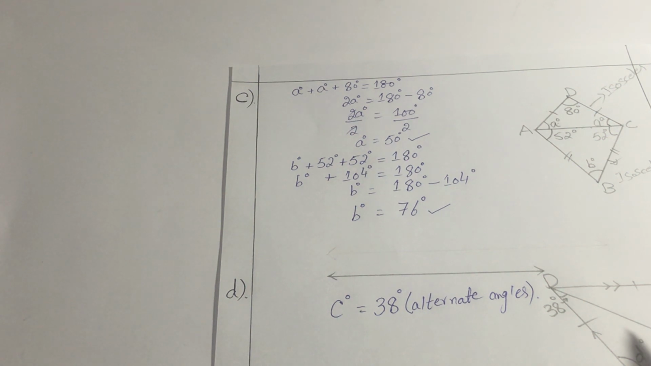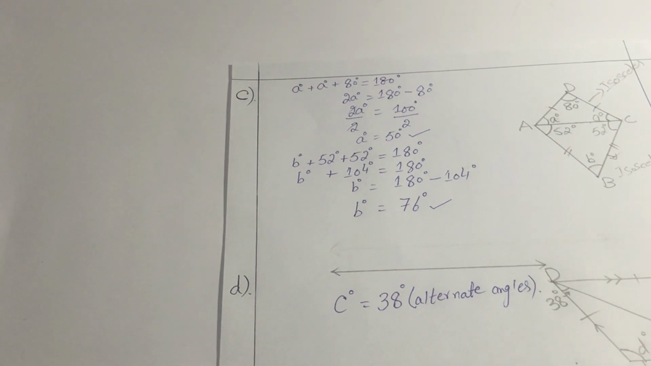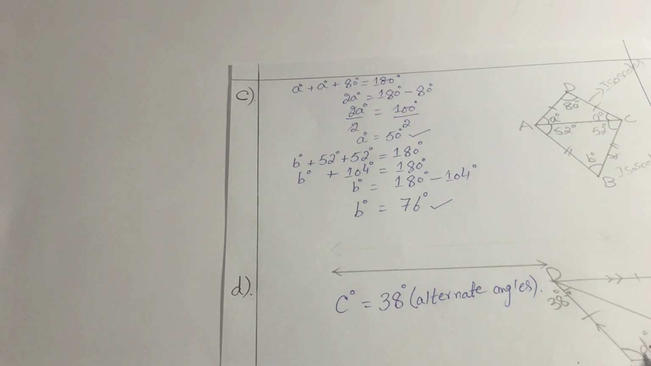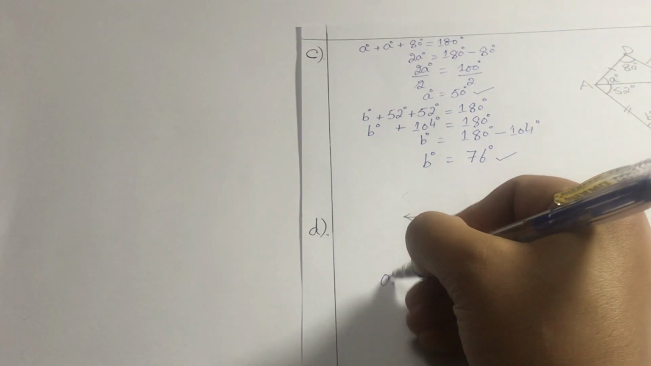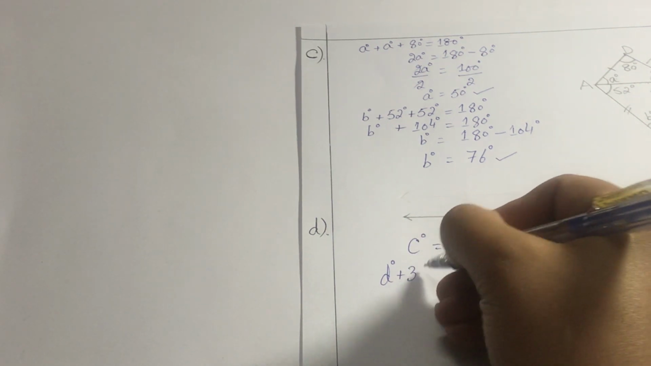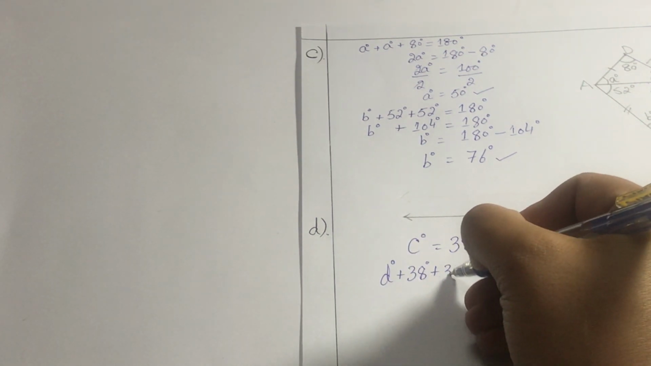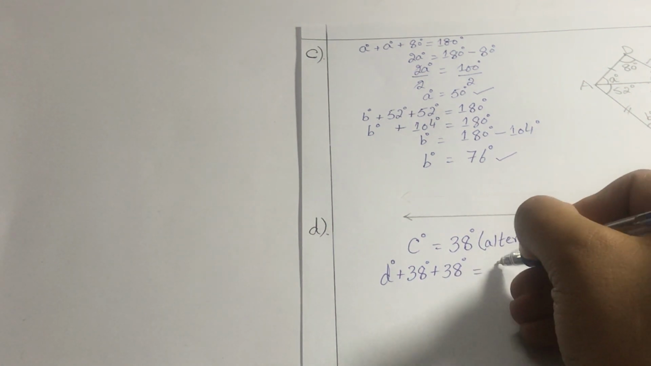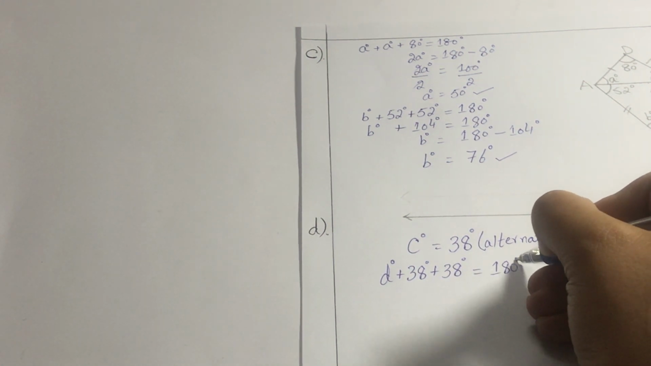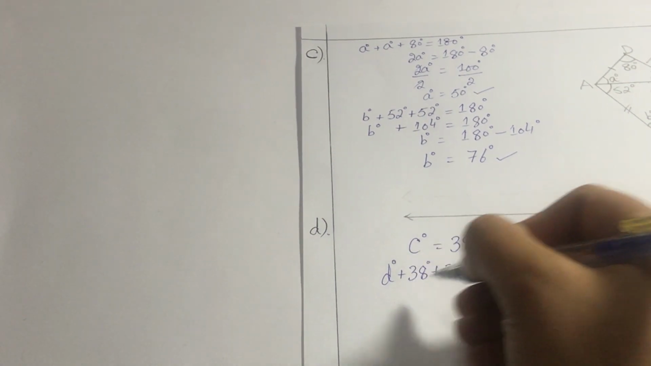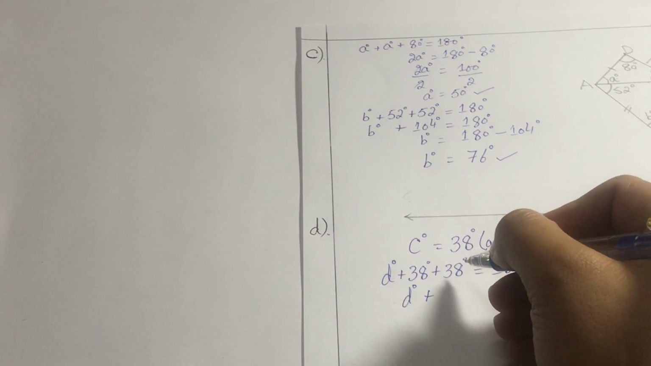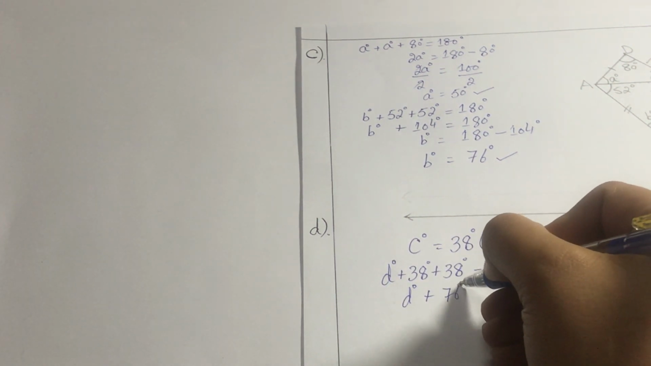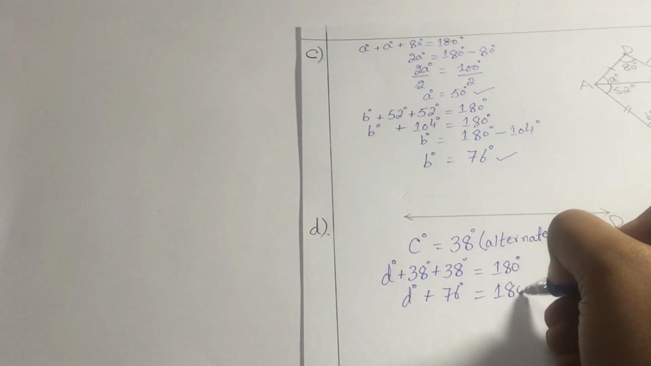So, the property about the interior angles of a triangle, we will use that again. The sum of the interior angles of a triangle is always equal to 180 degrees. So D plus 38 plus 38 is equal to 180 degrees. D degrees plus 38 degrees plus 38 degrees would be equal to 180 degrees, right? So again, combine the like terms. D degrees plus 38 plus 38, 76, is equal to 180 degrees.